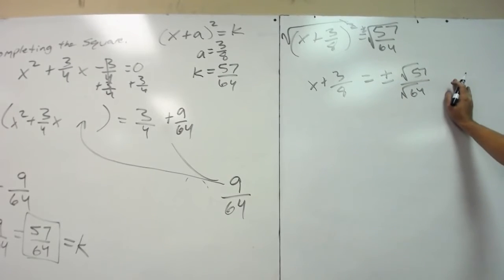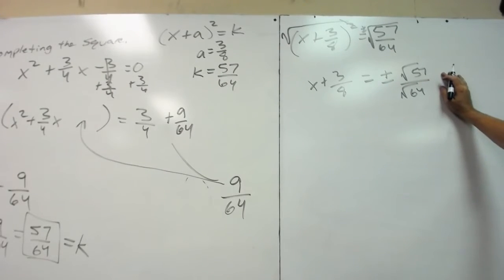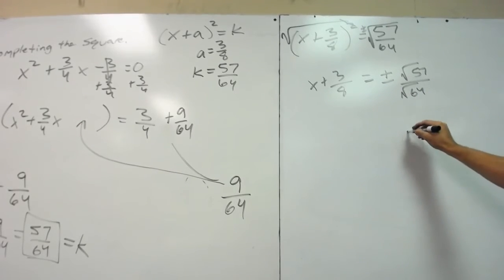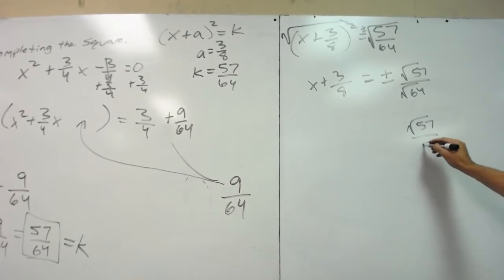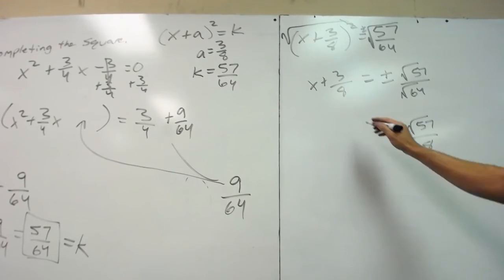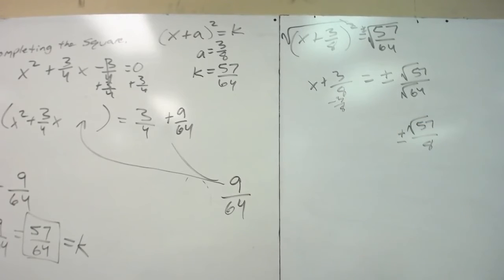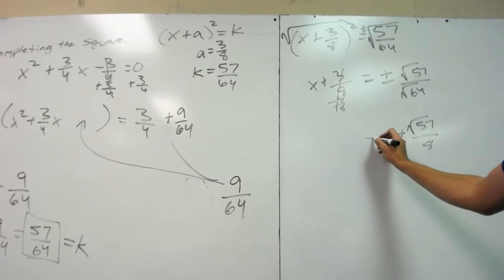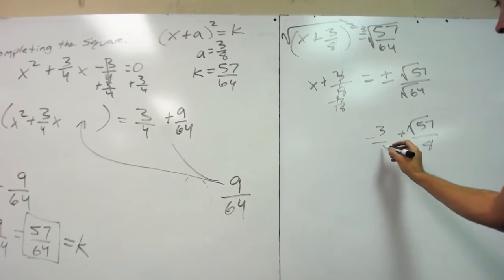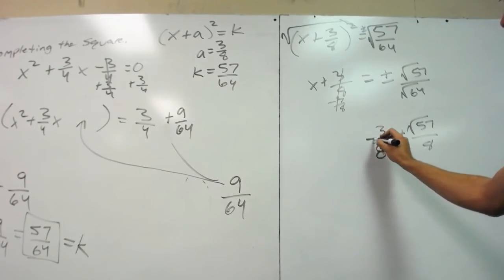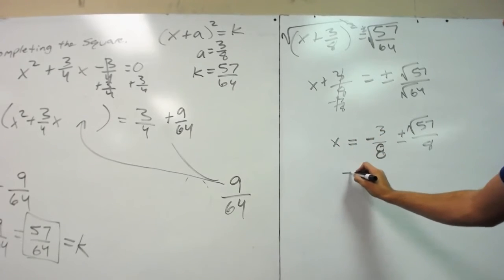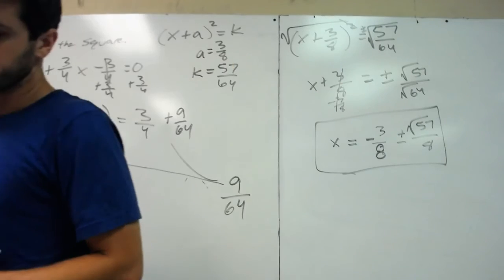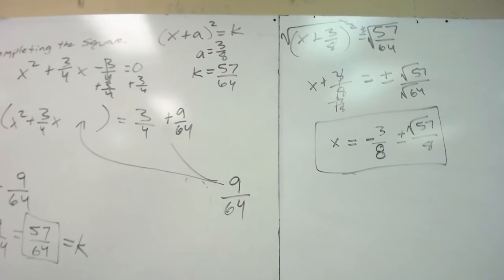I'm going to go ahead and write it this way just to give you a hint. Square root of 64 is 8. So we can reduce that to square root of 57 over 8. We subtract 3/8 to both sides, negative 3 over 8, equals x, and this would be your answer. Negative 3/8 plus or minus radical 57 over 8.